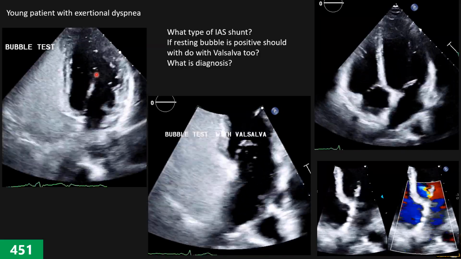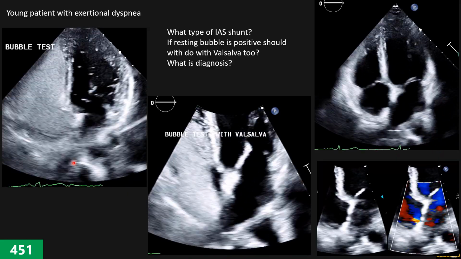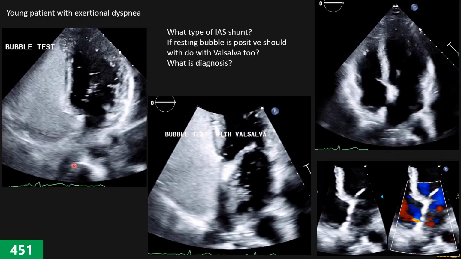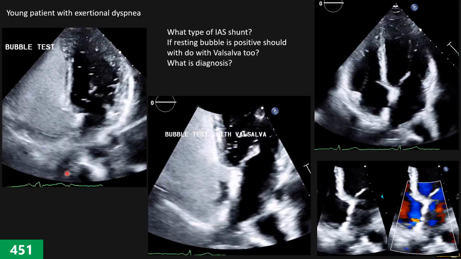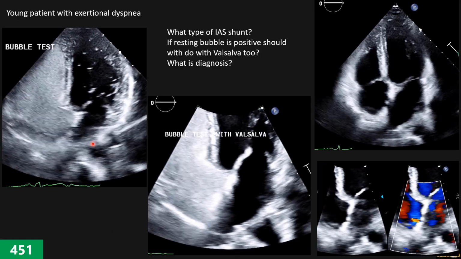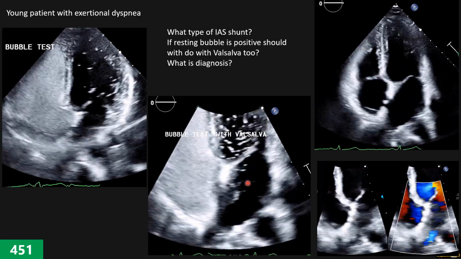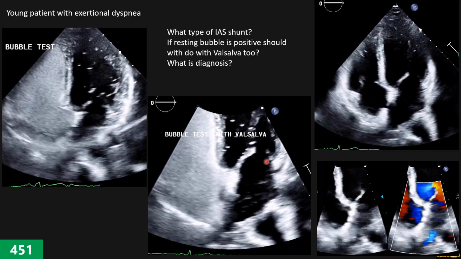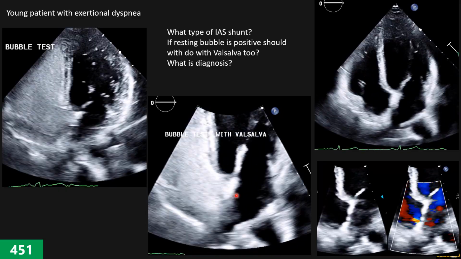First, what type of interatrial septum shunt does this patient have? Right to left only, left to right, or bidirectional? And what is your logic and reasoning? Second, when we have a resting positive bubble test, or agitated normal saline test, do we need to do Valsalva too or not? What is your reason for that?